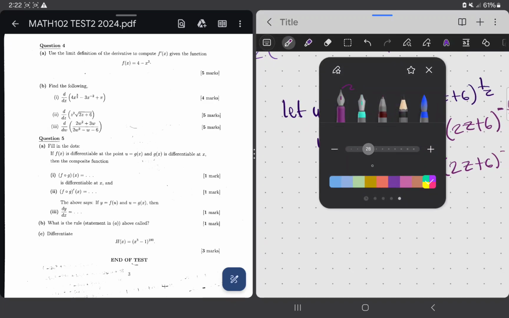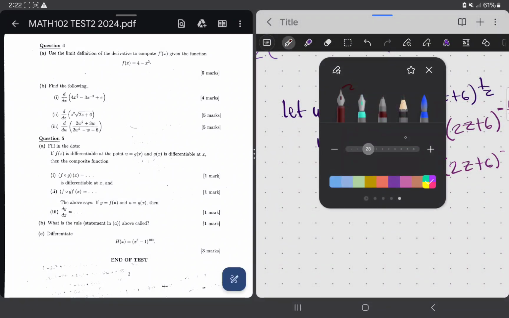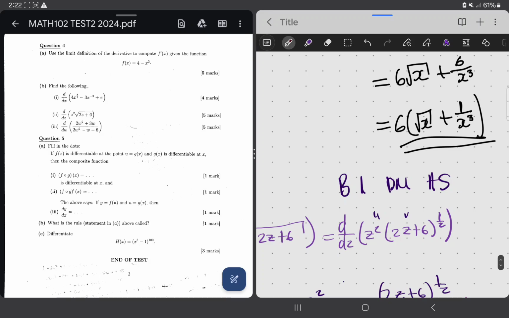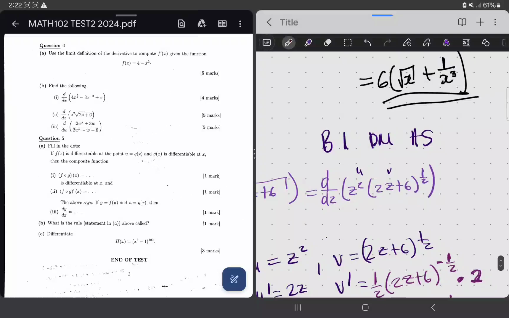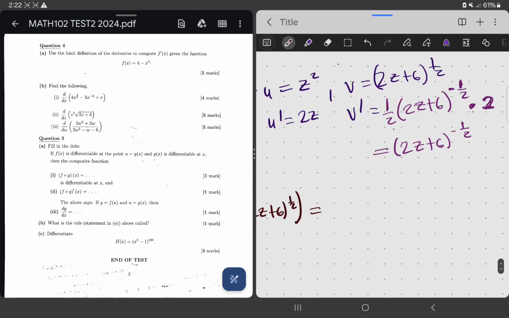Now we can come and say, all right, now we've got a lot of the things that we needed. Let us find what we actually need, which is just the derivative. So you can now say d/dz of z squared multiplying 2z plus 6 to the power of half. This is equal to, now we use the product rule. What is the product rule? It says the second times the derivative of the first plus the first times the derivative of the second.